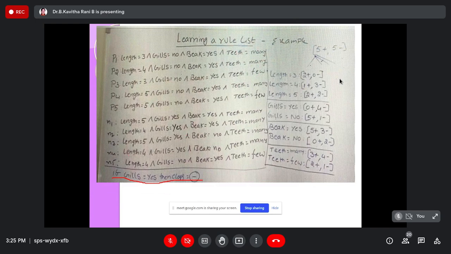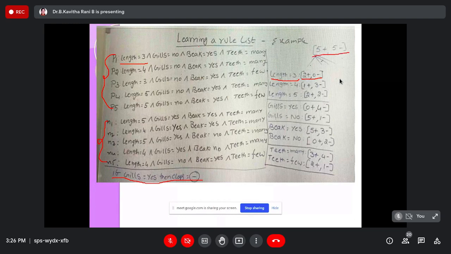So now consider this rule. We have to apply it for all the instances. Okay. So if you see here on the right hand side, length is equal to 3. So how I have written 2 plus 0 minus, that I will tell you. If length is equal to 3, how many instances are there? So if you see here, these are all positive instances and these are all negative instances. So 5 positive instances we are having and 5 negative instances. So that I have written here.